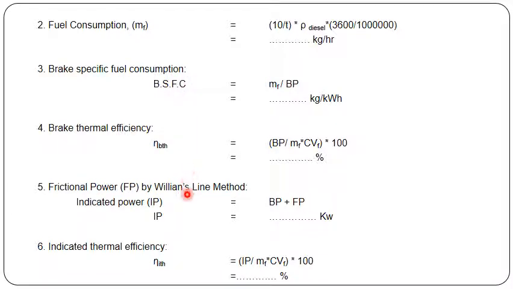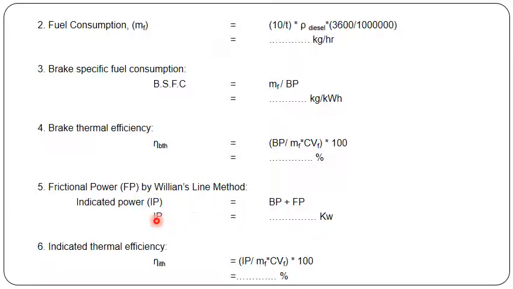Then the next thing is friction power. There are various methods of obtaining friction power, which I have discussed in one of my videos. One of the methods used for a single cylinder engine is the Willans line method, a graphical way of obtaining the friction power. I'll discuss that later. For now you can just remember that using the Willans line method you can get the friction power. Once friction power is obtained, you just add the brake power, which we have obtained, plus the friction power, and you will get indicated power.